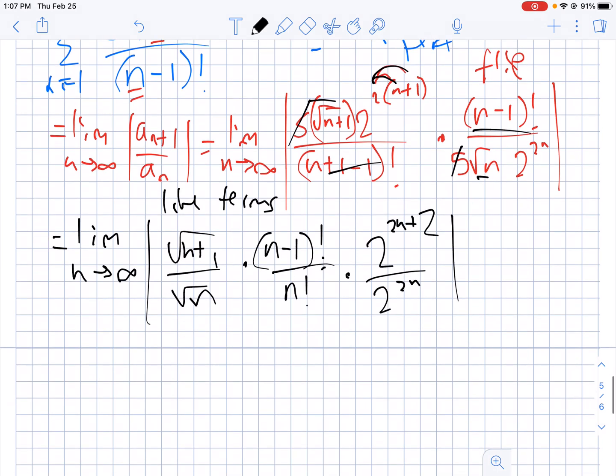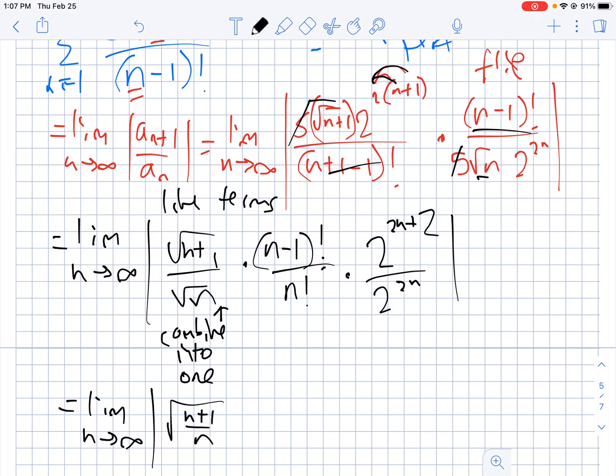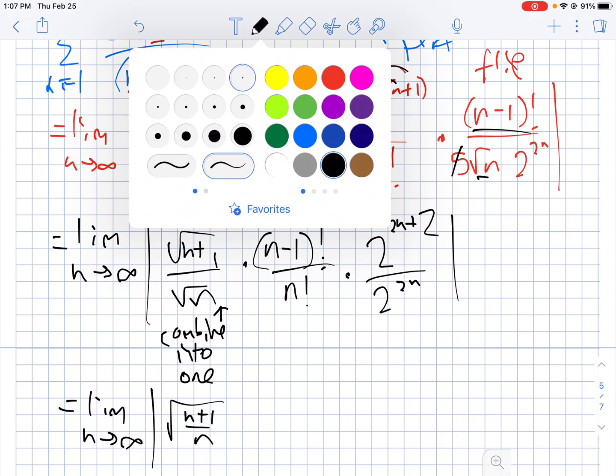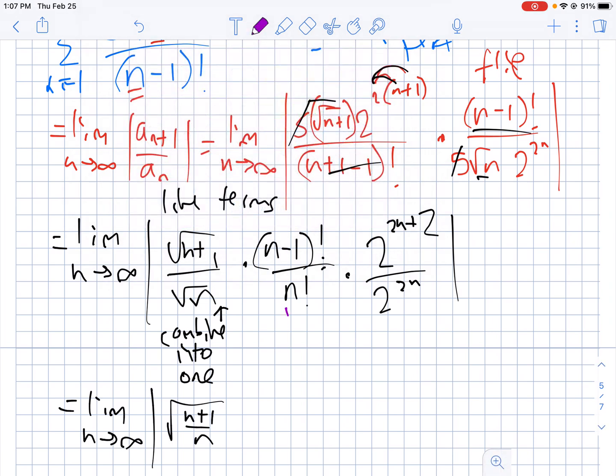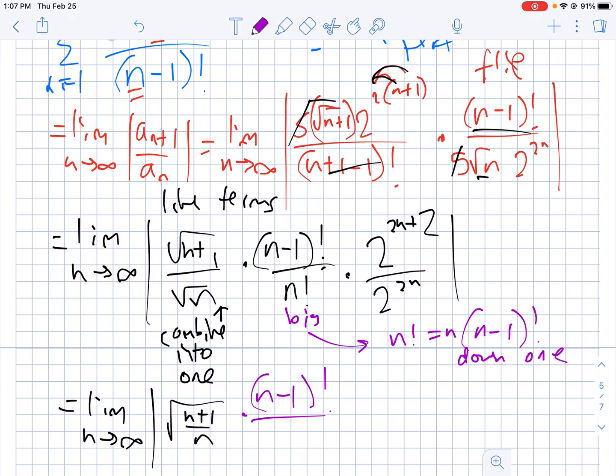Okay. Now, just like we did on the first problem with the cubed, I want to combine this into one. I would generally keep the factorial separate from the square root stuff. But combine this into one problem here. This is just going to be square root of n plus 1 over n. And then with the factorials, again, you want to mess with the big one. Whichever factorial is biggest, that's the one you want to change. So n factorial is equal to n times, and go down by 1 to the next number. Just subtract 1 to get to n minus 1. So that means on the bottom here, we're going to change this into n times n minus 1 factorial.